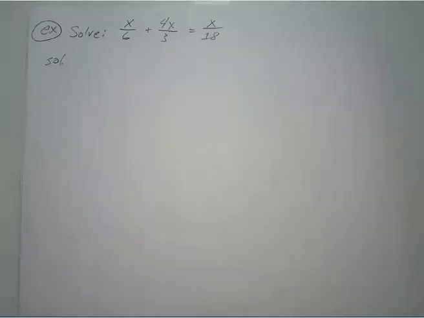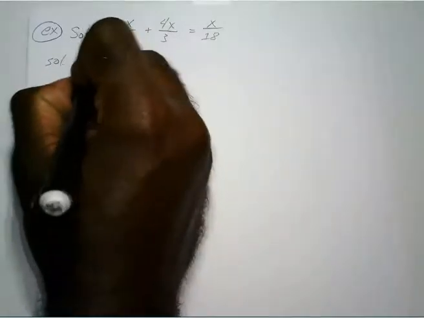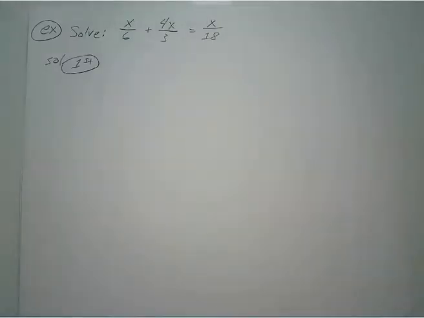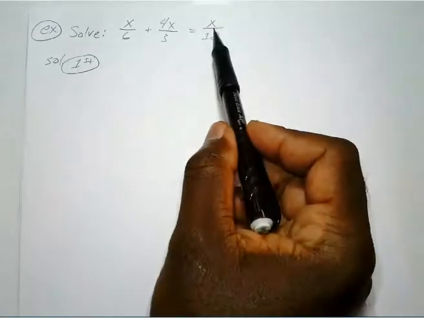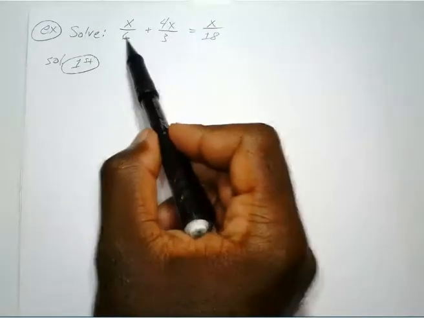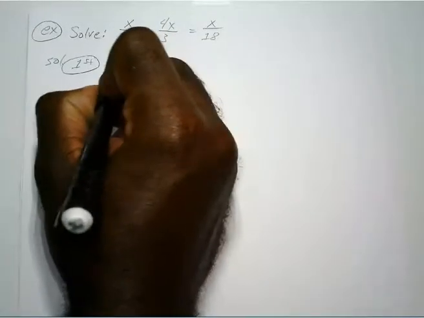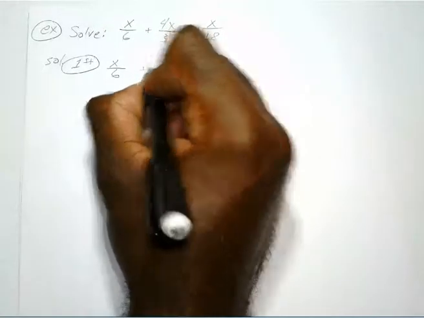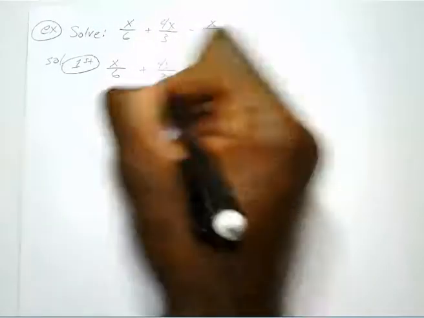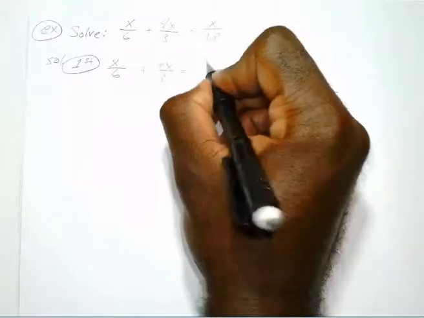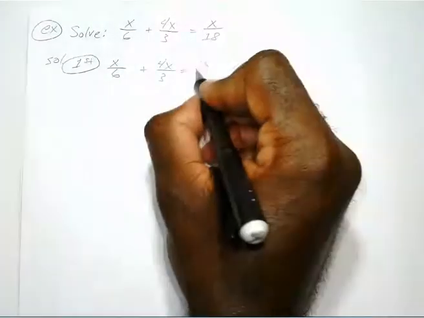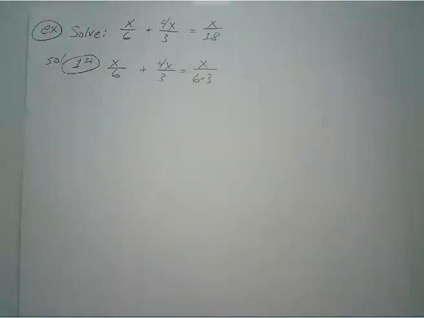All right, so for this one, we'll go to our first step. Most of your numerators are already as factored as you need them to be. Your denominator, you can factor if you want to. So if you have x over 6 plus 4x over 3, you can make that equal x over 18. 18 is 6 times 3, so you can make that 6 times 3. Now you don't have to do that, but it's just a way you can go.